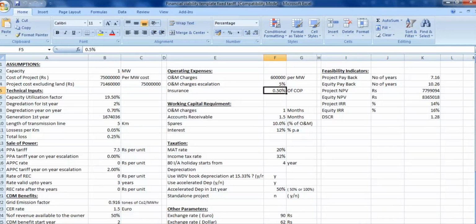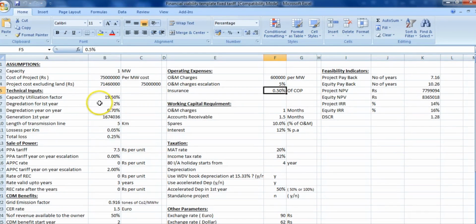Friends, now we will discuss internal rate of return based on the Excel sheet which is displayed before you. In the Excel sheet, various assumptions have been made. The capacity is 1 megawatt, and the cost per megawatt has been considered 7.5 crore. Capacity utilization factor, which we already discussed, has been considered 19.5%, because the case seems to be based on Rajasthan.